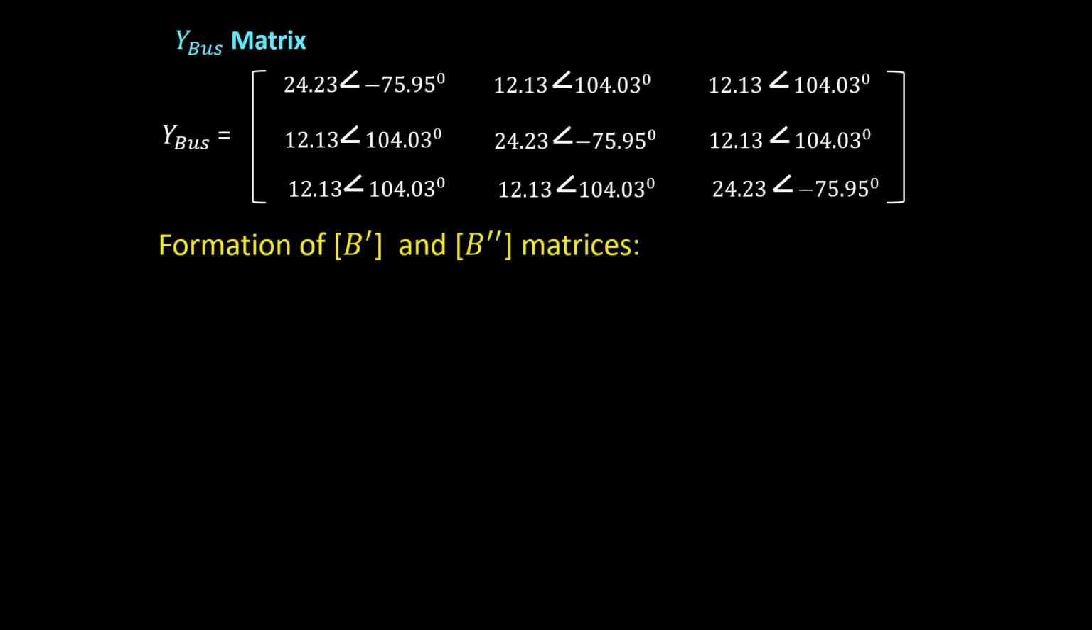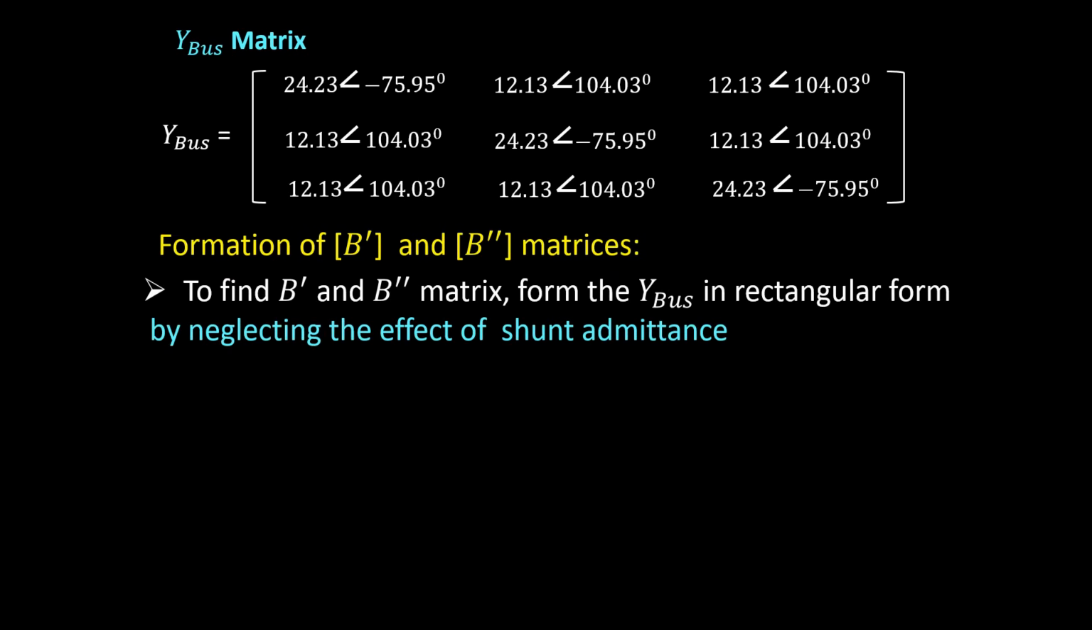So formation of B prime and B double prime matrices, and here we need to form the Y bus in rectangular form by neglecting the effect of the shunt admittance. So for that we need to calculate Y11, Y22 and Y33. Okay, so we don't have any problem with the off diagonal elements because we have not added any shunt admittance for the off diagonal element. So we need to change only the diagonal quantities. So all are equal in magnitude. So Y11 equal to Y22, that is equal to Y33.